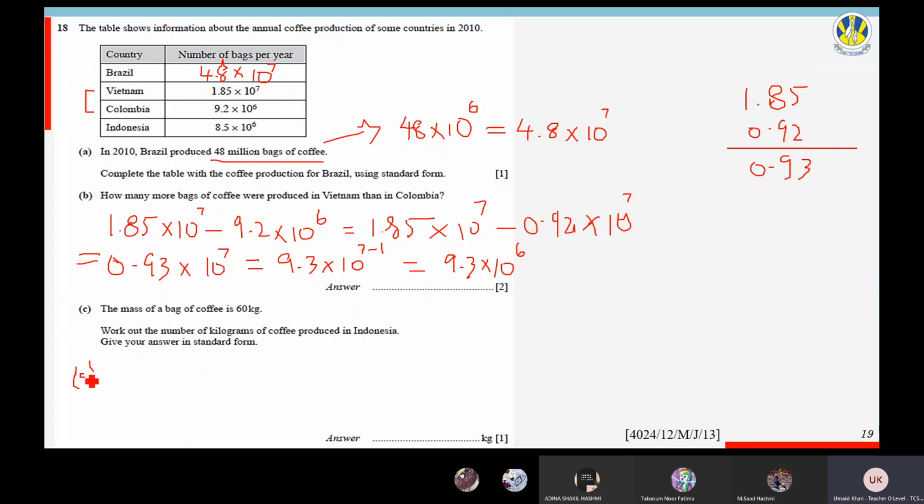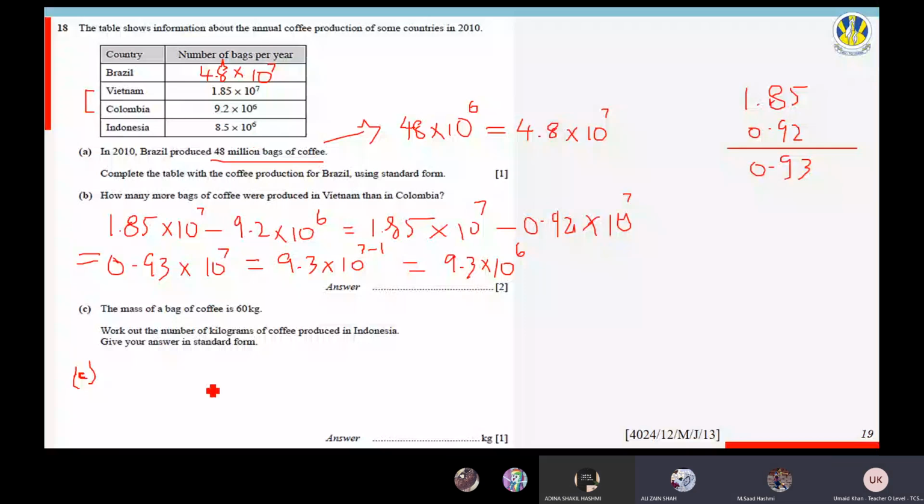Can you make the connection now, Saad? Yes or no? Sir, we will multiply both of them, right? Yes, you will multiply both of them. Okay, let me explain again. Indonesia produces 8.5 into 10 raised to the power 6 bags per year. It is not kgs of coffee, it is bags of coffee. And in part C, the mass of one bag is given. So if you want to find out the total mass, what will you do? Just multiply both of them.